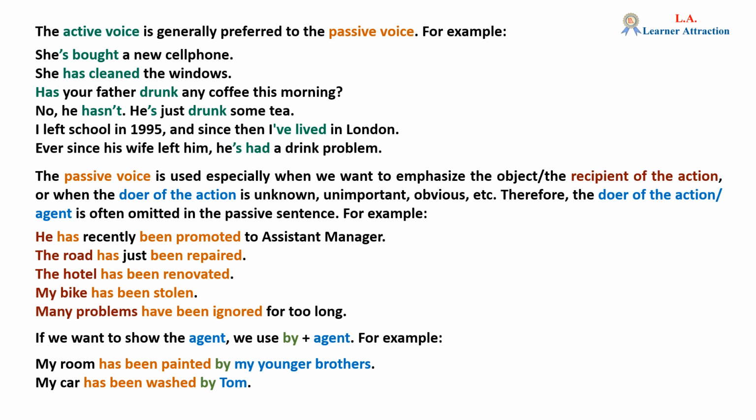The passive voice is used especially when we want to emphasize the object, or the recipient of the action, or when the doer of the action is unknown, unimportant, obvious, etc. Therefore, the doer of the action, or agent, is often omitted in the passive sentence.